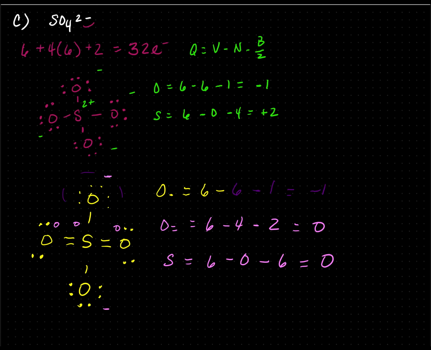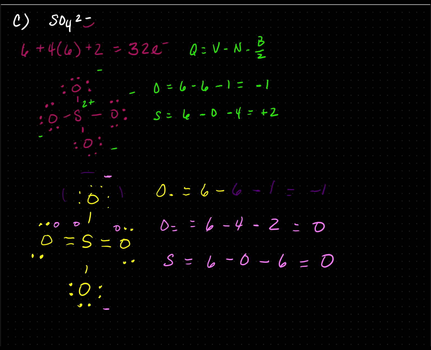If I compare it to the top structure, this bottom structure is more stable. Why? Its formal charges are very close to 0, versus the top, where the formal charges are +2 and -1. So the bottom structure is a better, more stable structure than the top structure.